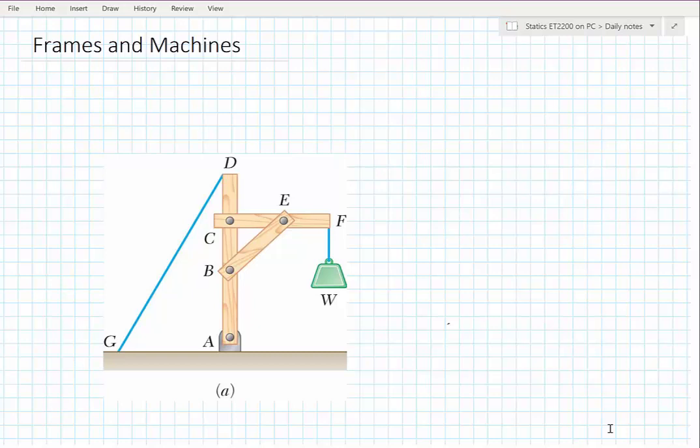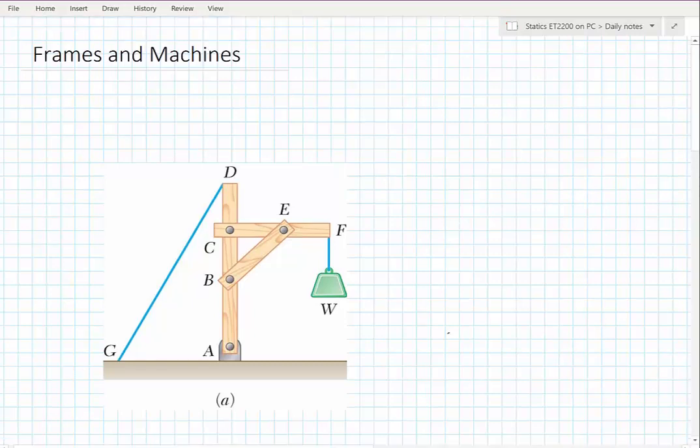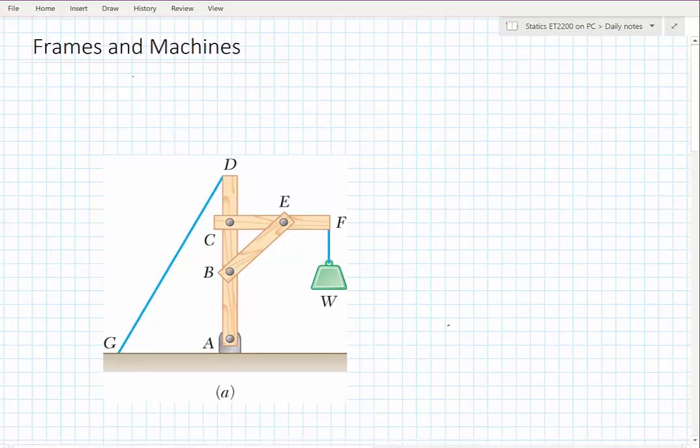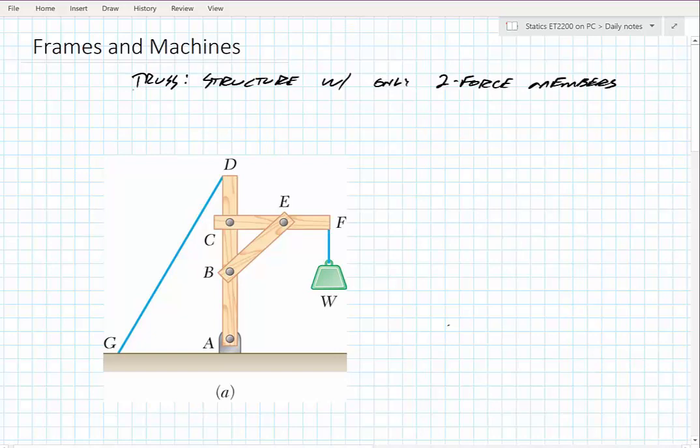All right, welcome everyone. In this video, what we're going to talk about is frames and machines. Previously, we were talking about trusses, and the difference between a truss and a machine is a truss really is composed only of pinned connections, or all two-force members. And that was important because when we were analyzing our truss, what we could do is break it apart, and we always knew the direction of the force would have to be along all the members.